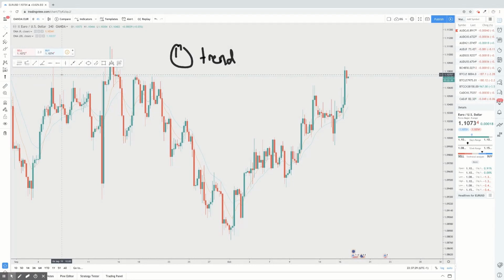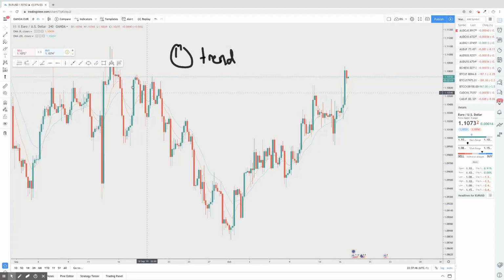EMAs are exponential moving averages, okay? And basically, it's just including more data, and therefore, I find it more accurate. I don't use SMAs very often. I'll go ahead and say I rarely use them, okay? Unless I'm helping a student or something like that.